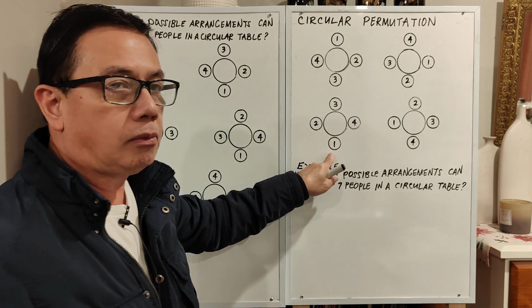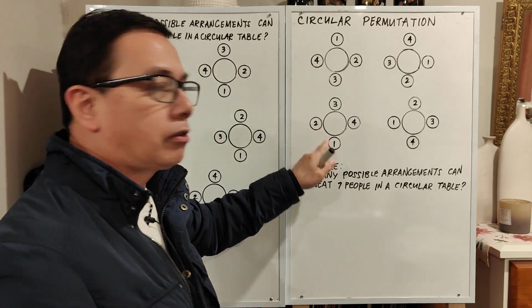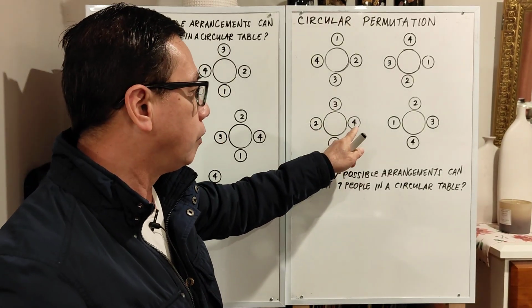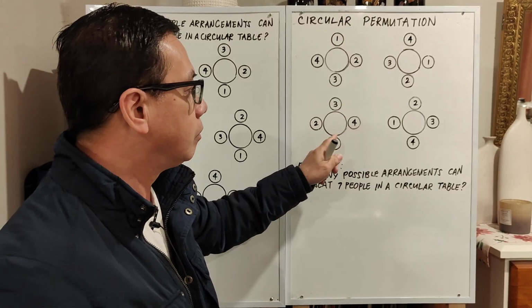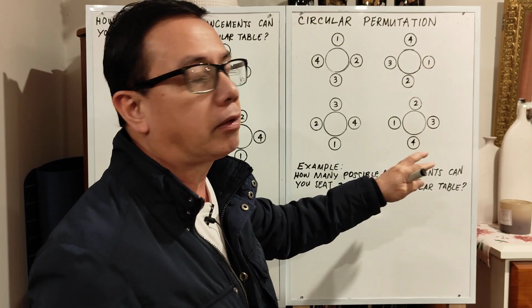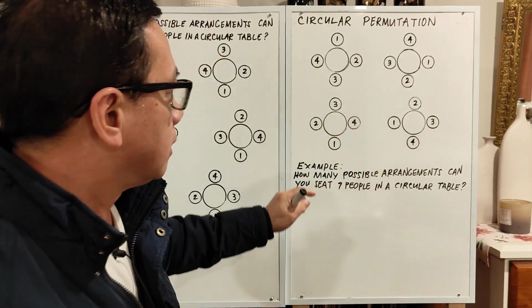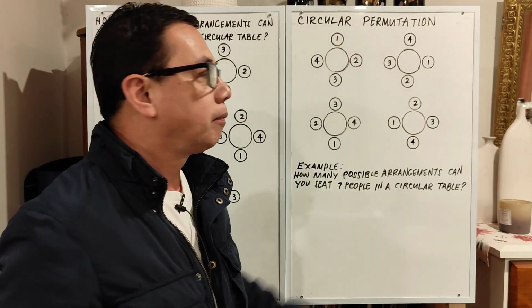For example, this is U. 2 is always to the left of U, and 4 is always to the right of U, and 3 will always be across U. So if you check all the other 3 arrangements, it's the same. So this is considered one arrangement.